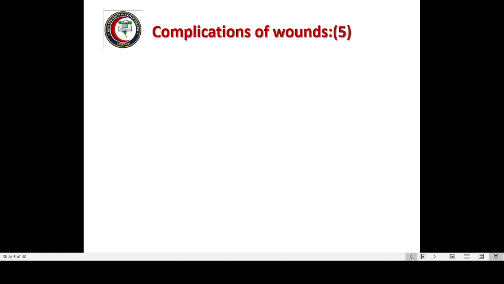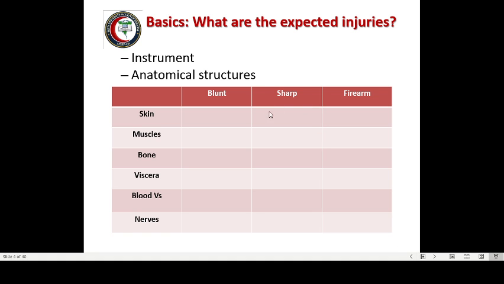What about sharp trauma? Sharp trauma to the skin will produce either incised wound or stab wound according to the direction of the trauma. If the direction of the instrument is parallel to the skin, this will produce incised wound or cut wound. While if the direction of the instrument is perpendicular to the skin, this will produce stab wound.